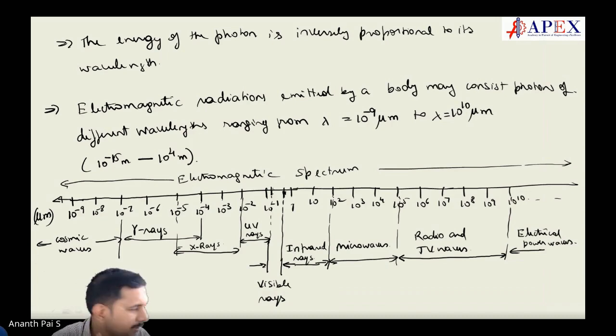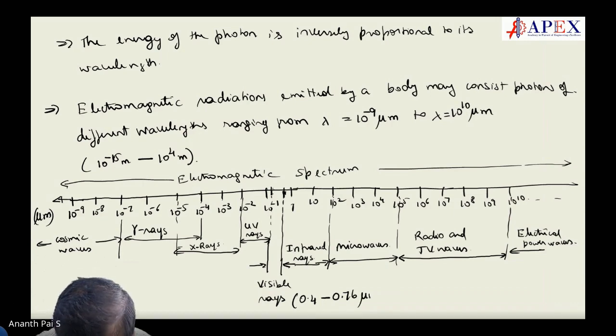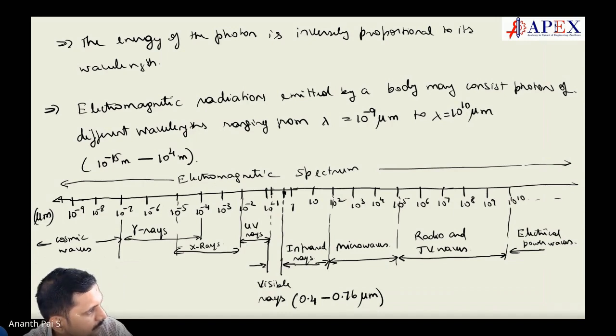The whole thing is electromagnetic, and the visible rays are from 0.4 to 0.76 micrometer. We are able to see this because most of the rays emitted by the sun are in this range. The maximum energy the sun releases is in this range. Very important.